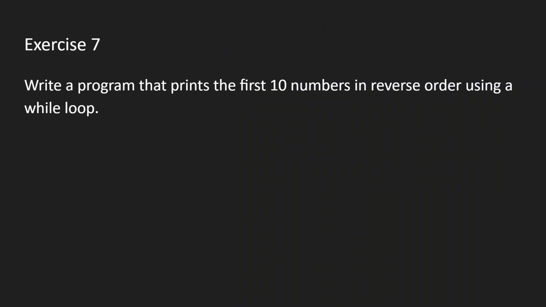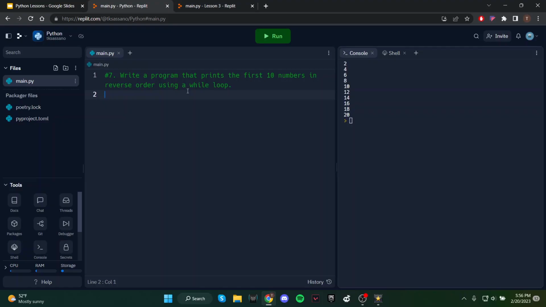Write a program that prints the first 10 numbers in reverse order using a while loop. So instead of starting at 1, we have to start at 10 because we're going in reverse. And instead of going until it hits 10, we're going until it hits 1. So while num is greater than or equal to 1, we're going to print the num. And instead of adding 1 each time, we're subtracting 1 each time. So num minus equals 1. As you can see, we get the numbers from 10 to 1.